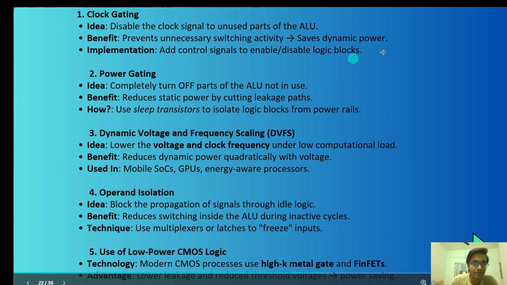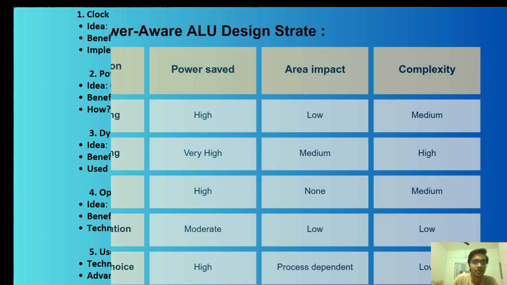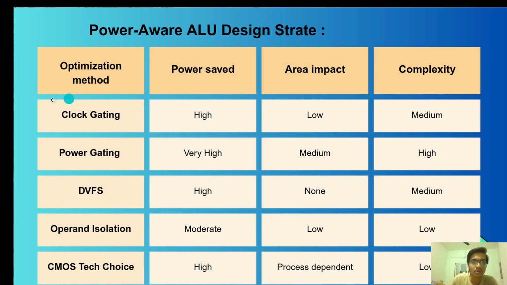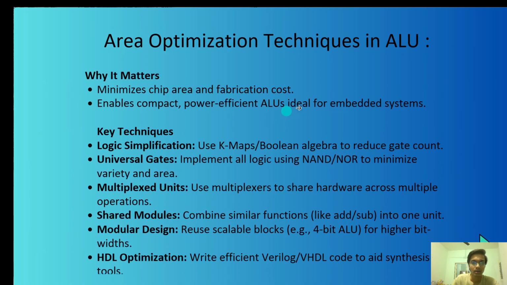We don't need to go into the depth of all this. If you want maximum power saving, then power gating is the best technique, but it has a medium area impact and very high complexity. But mostly we will use clock gating, because it gives a good amount of power saving, less area impact, and the complexity is medium, not too high. So we can use it.